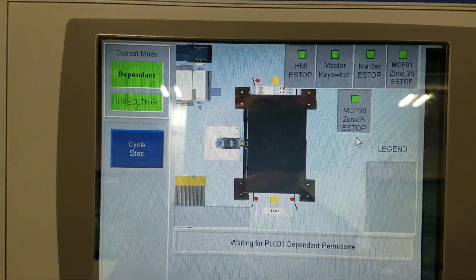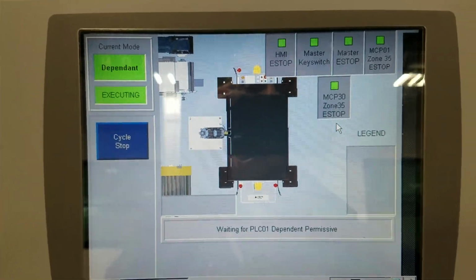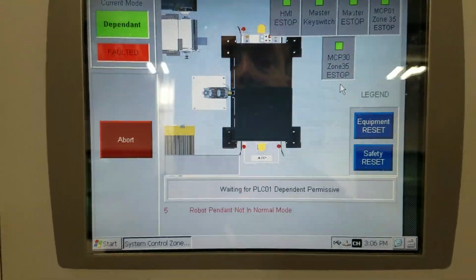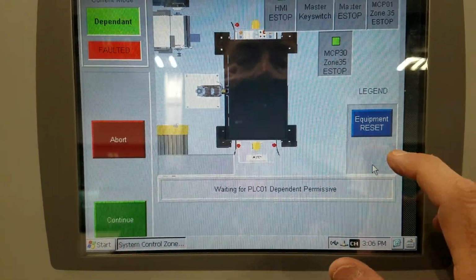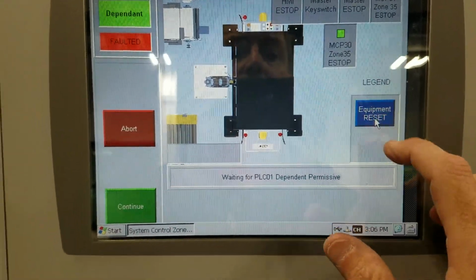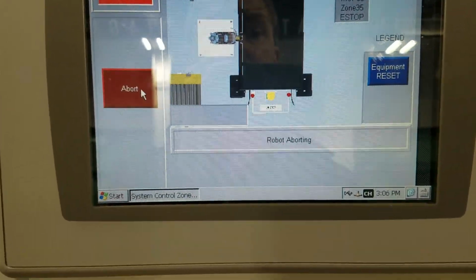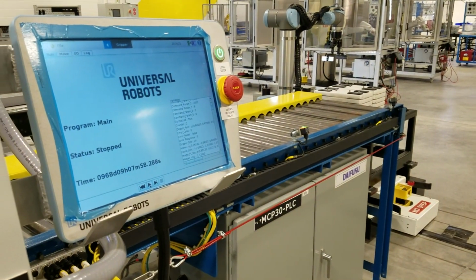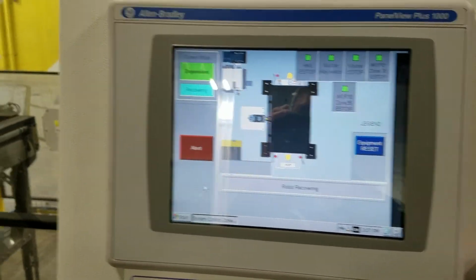I could hit an e-stop or something, and let's see if I hit one real quick. And there you go, it gave me an abort. I cleared the e-stop. I could use this to reset my equipment, safety reset, equipment reset, and then I could go through and recover it again. I've got to abort it, etc. And I would go through all the system to get that running again. So that's a quick overview of how the HMI works here on the Flex system.